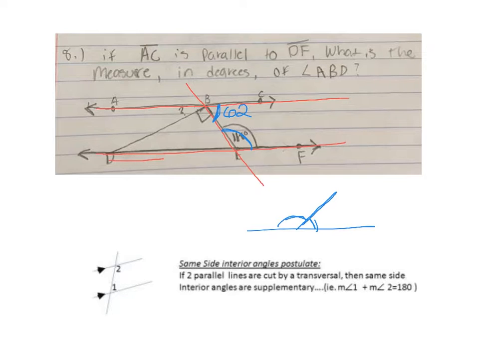I should have done my math earlier. I don't know. 90 minus 62 is 28. Is that right? 90 minus 62. Yeah, 28. All right.